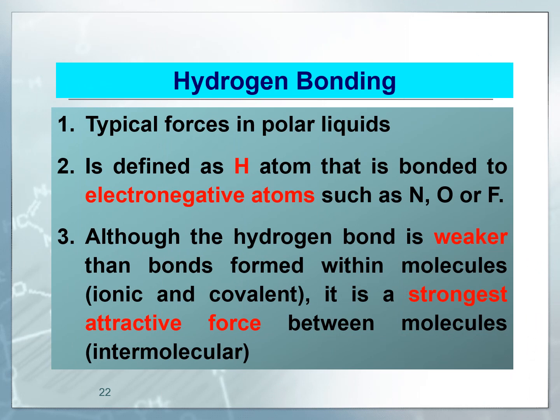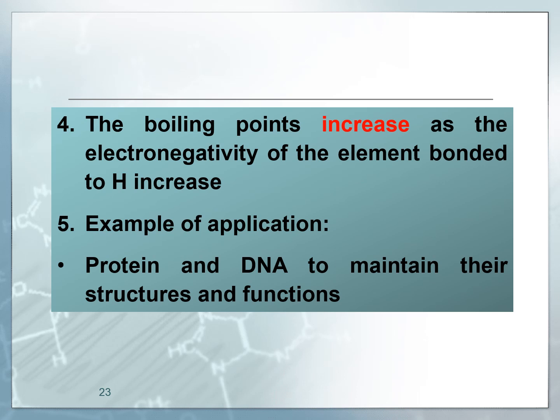Now, we will learn what a hydrogen bond is. It is a typical force in polar liquids, and is defined as a hydrogen atom that is bonded to electronegative atoms, such as nitrogen, oxygen, or fluorine. The presence of these electronegative atoms creates a large dipole, meaning that the molecule is more polar. For example, water molecules. The hydrogen bond is one of the strongest intermolecular forces, but weaker than a covalent or an ionic bond. It is interesting to note that the boiling points increase as the electronegativity of the element bonded to hydrogen increases.